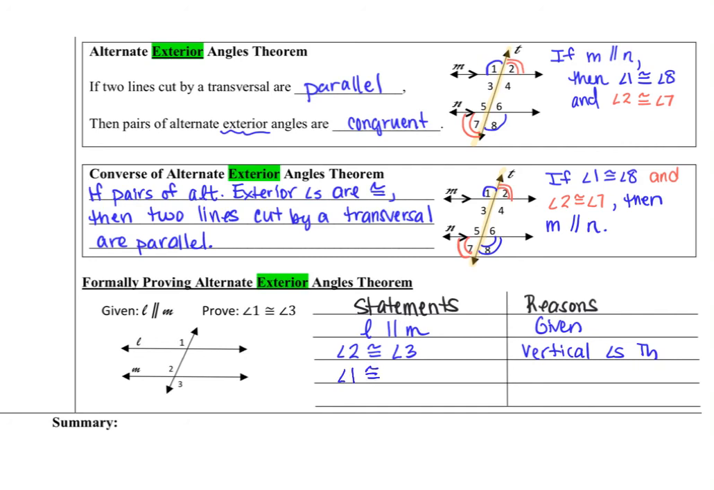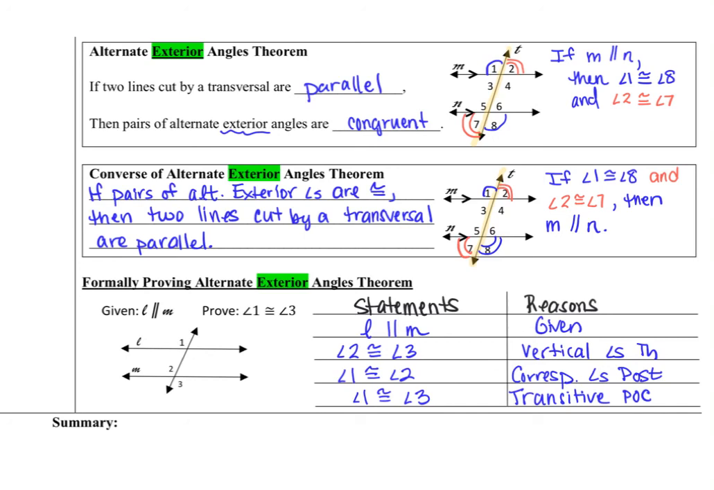So angle 1 is congruent to angle 2 by the corresponding angles postulate. Now I can use the transitive property of congruence to say that angles 1 and 3 are congruent, because if 3 is congruent to 2 and 1 is also congruent to 2, then they're congruent to each other. So I can say now that angle 1 is congruent to angle 3.